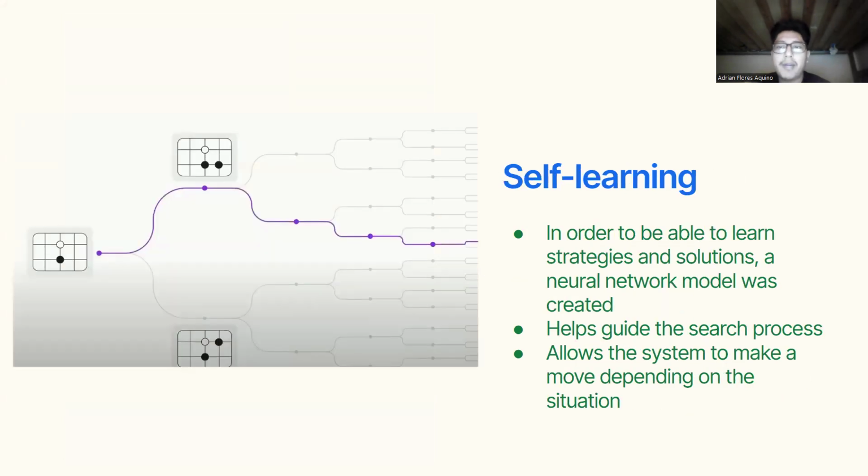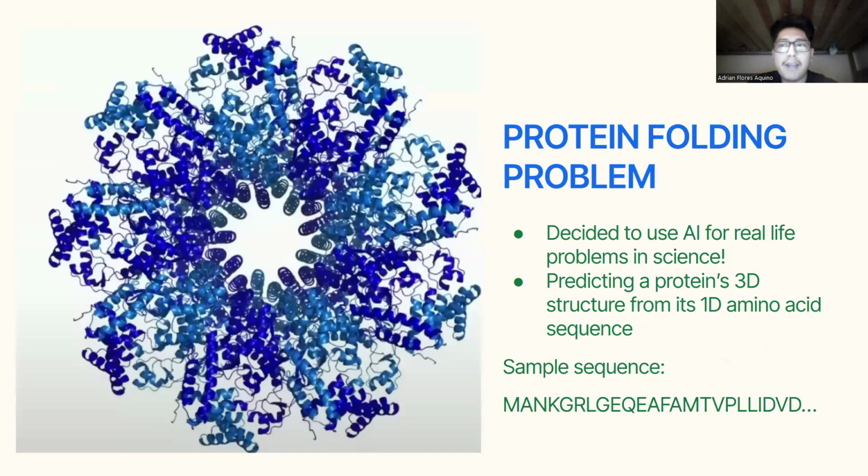Along the way, they created a neural network that would help the AI determine the best step to take in a current situation, which is why the neural network was being made. But in future years, it was used to impact real-life problems in science. The problem they went with was the protein folding problem, which is what they accomplished and why they won the Nobel Prize, due to the fact that they were able to predict the protein's 3D structure from its 1D amino acid sequence.